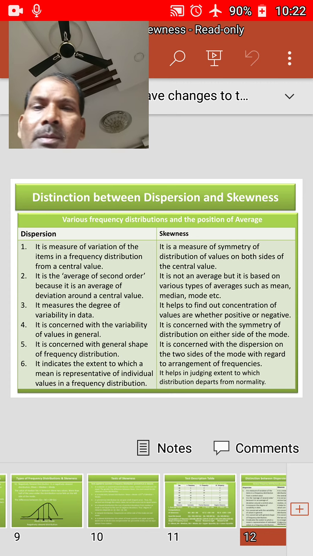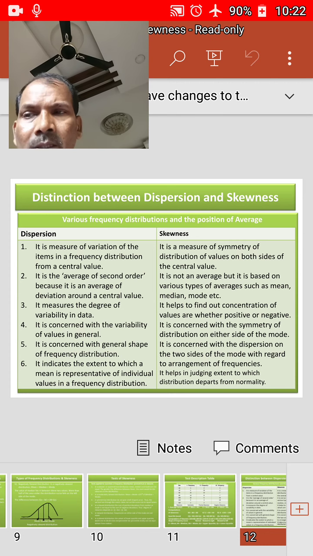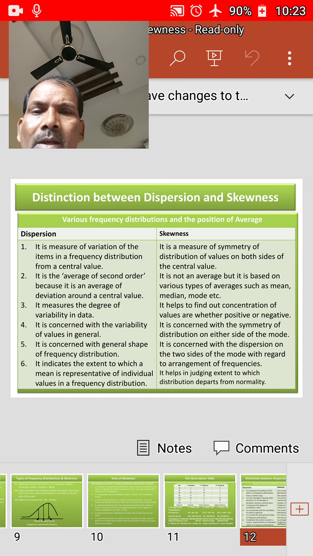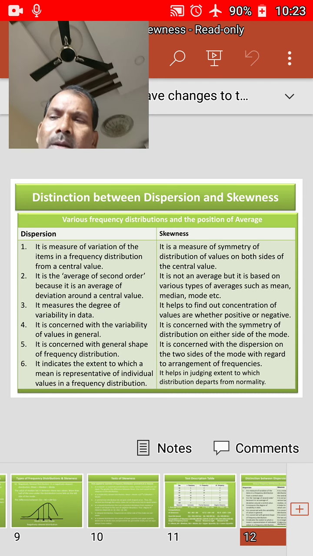Next, dispersion is concerned with the variability of values in general, and skewness is concerned with the symmetry of distribution on either side of the mode. Dispersion is concerned with the general shape of frequency distribution. Skewness is concerned with the dispersion on the two sides of the mode with regard to the arrangement of frequencies. Dispersion indicates the extent to which a mean is representative of individual values in a frequency distribution. Skewness helps in judging the extent to which a given frequency distribution departs from normality.